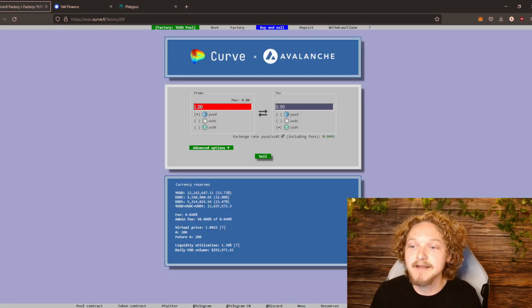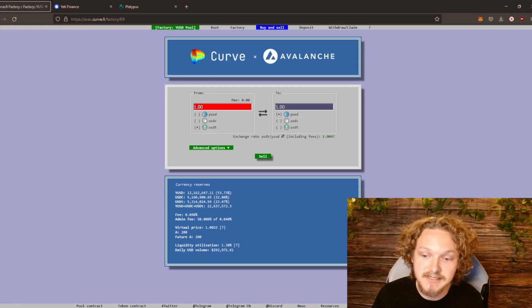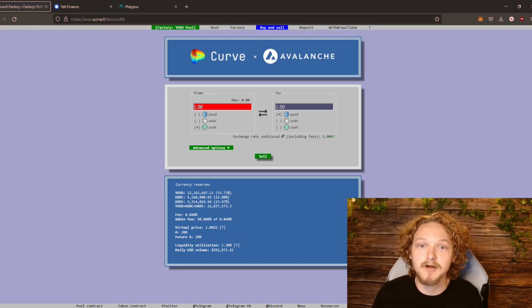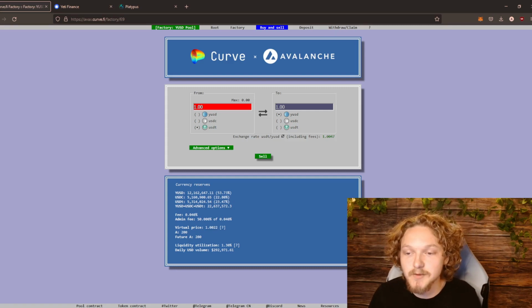And so here is the Curve pool. You can go and change your USDC or USDT straight into YUSD. You can see it's a 1-to-1 ratio, and it's just going to cost you a little bit in fees to trade. So you can do it here as well. And you can actually see that one of the pools they have is through Curve, which is a huge platform. There's about 12 million YUSD, 5 million USDC, and then USDT, there's about 5 million. So that is what makes up this pool.